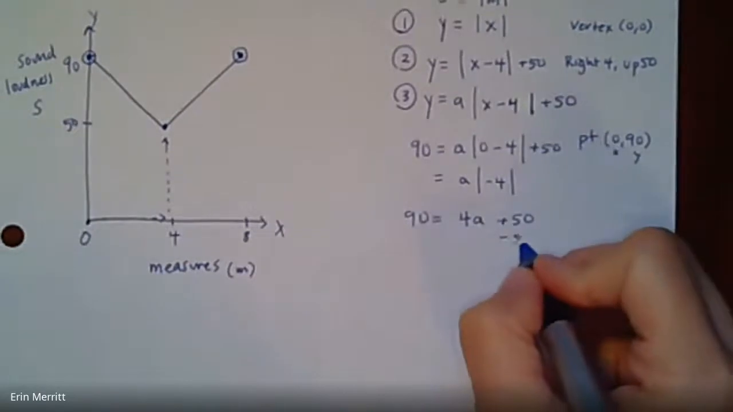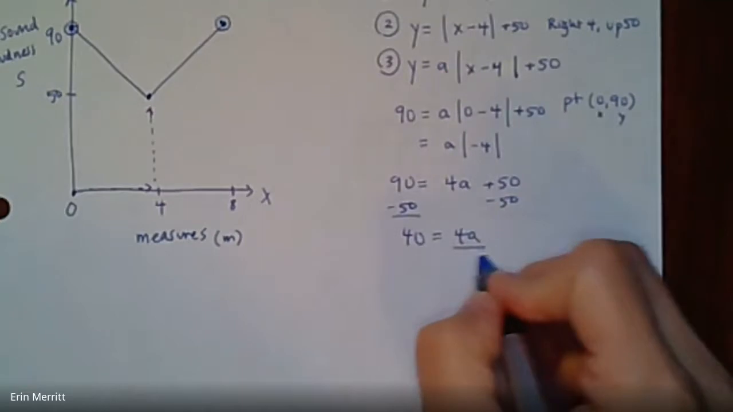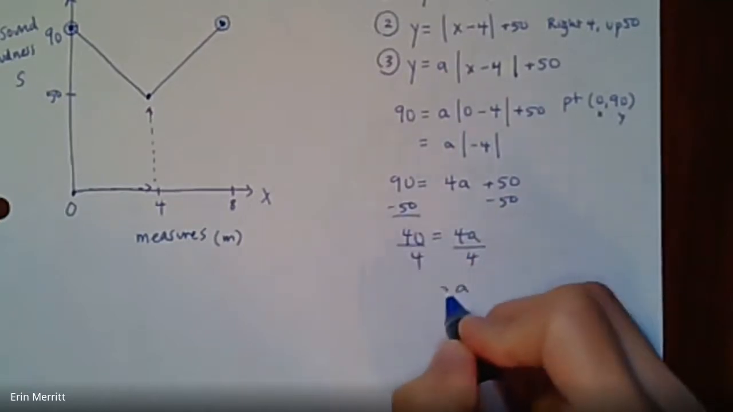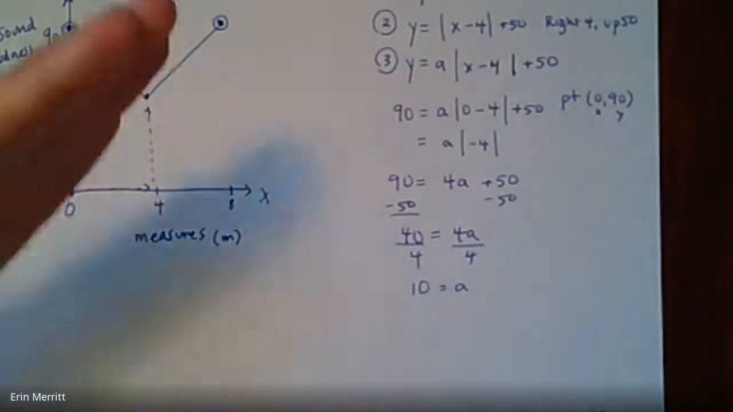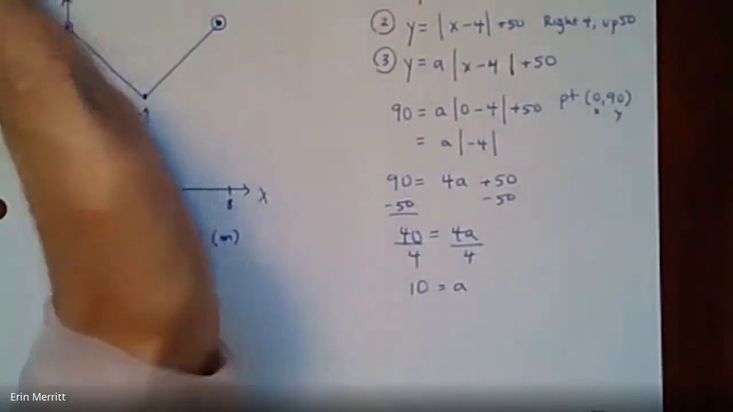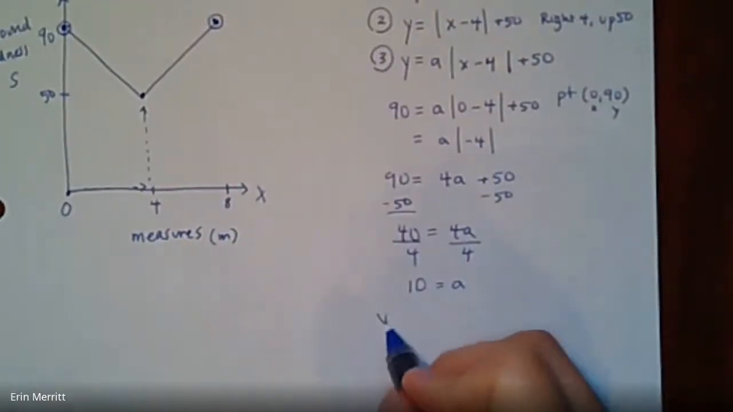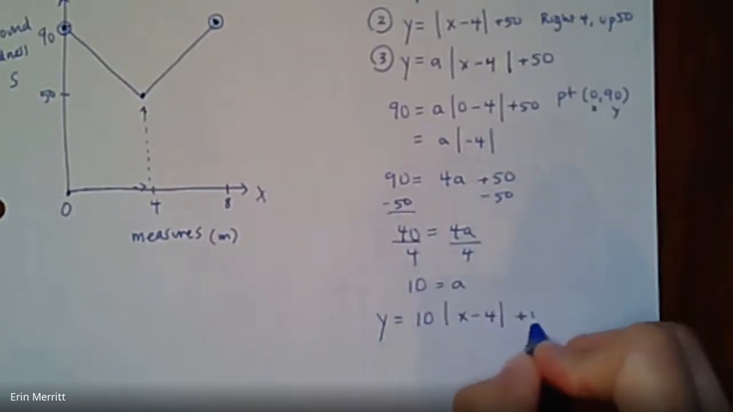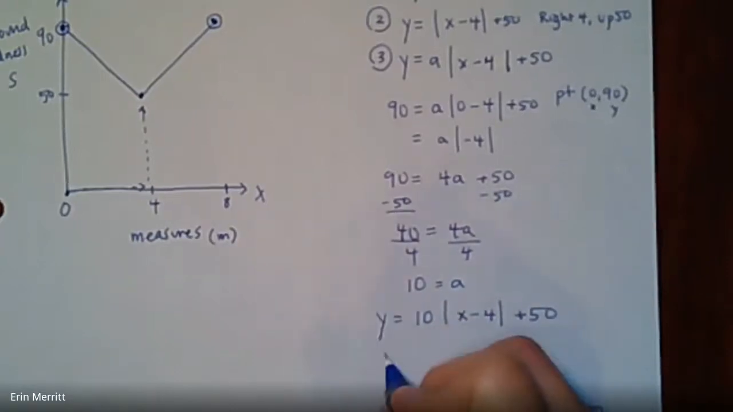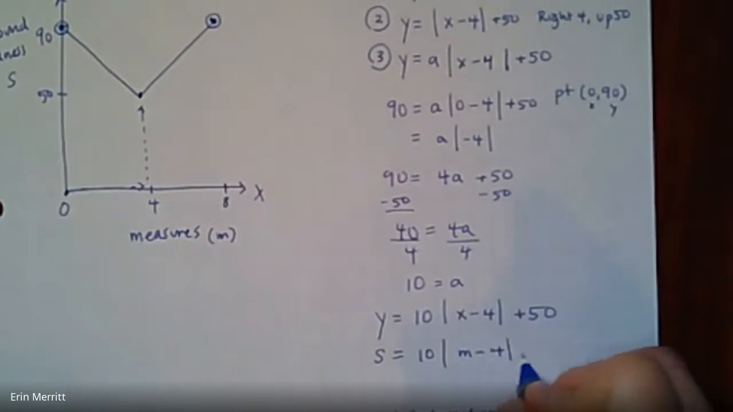So subtract 50. We end up with 40 equals 4a. Divide by 4, a comes out to be 10. So the slant of the line, or the slope of the line, is 10 here, and that would be negative 10 there. Now what we're going to do is plug that back in. So I can plug it back in with my x and y. So it looks like this. Or we can finish it off by saying the s equals 10 times the absolute value of m minus 4, and then plus 50 here. All right.